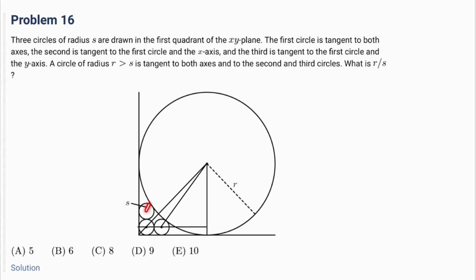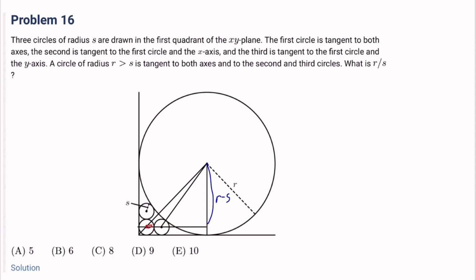But then since one radius is S, that's S, this is S, and that means this is also S. Since these two have the same length, this is also S, right? So this much value, that is R minus S, right? So this is R minus S. And now let's look at this one. That will be a 45, 45, 90 right isosceles triangle, and so this length and this length will be equal. So this thing will be R minus S.